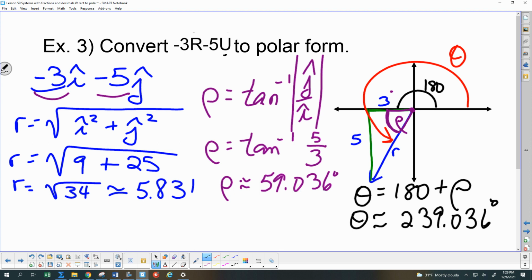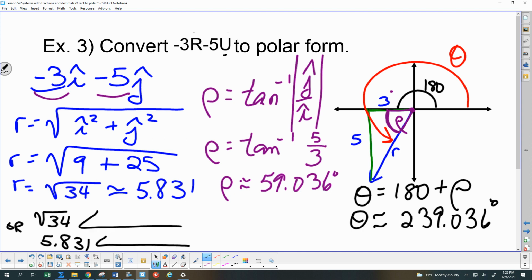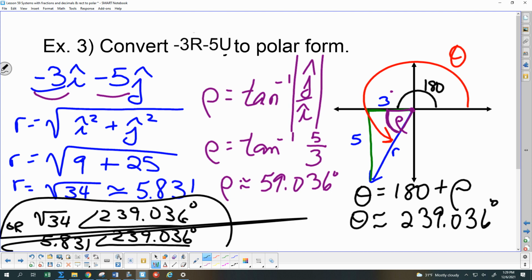Final answer, I have to write it in r at theta form. So root 34 or 5.831 at 239.036 degrees. And you do have to have the degree signs in that. Anybody with a question on that example?